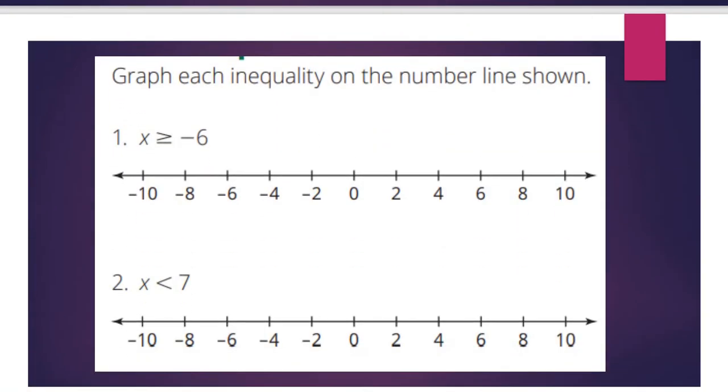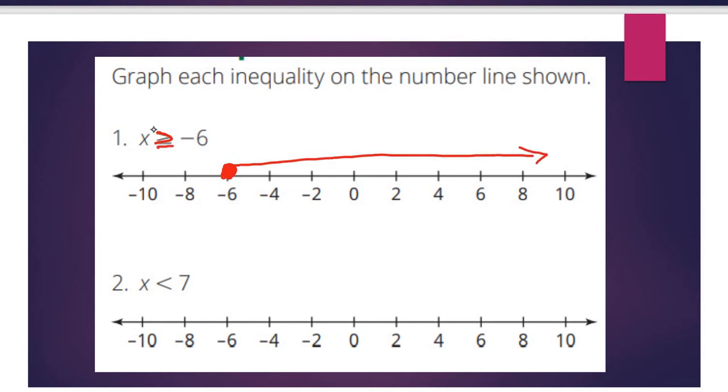Now, how do you graph an inequality on a number line? So I'm going to look over here. The first thing that I see right here is that it is an equal sign. So that lets me know that -6 is included. And so I'm going to find -6 and draw a closed circle. Since this is pointing to the right, all of these numbers this way are included. And that's how I'm going to draw my graph.